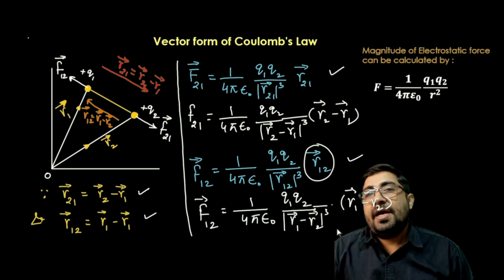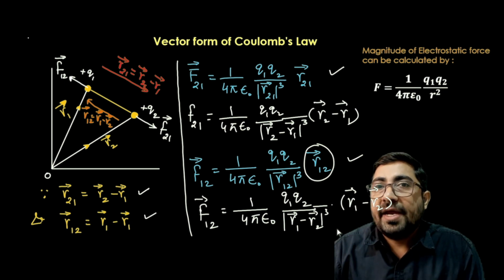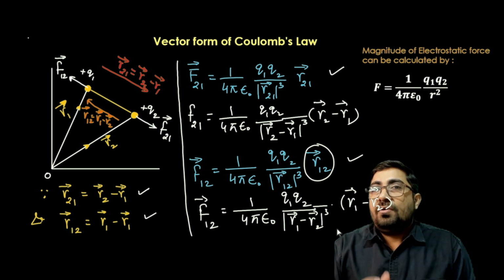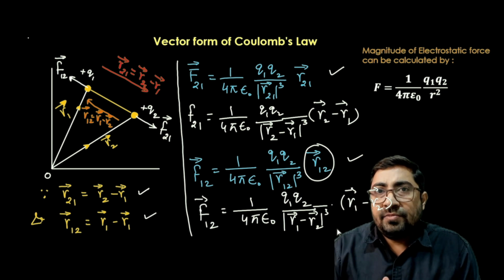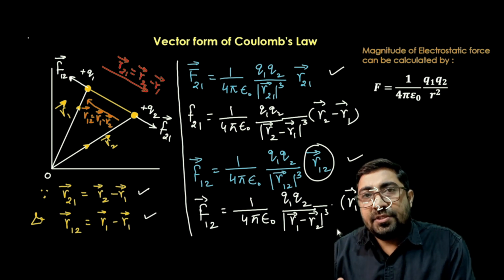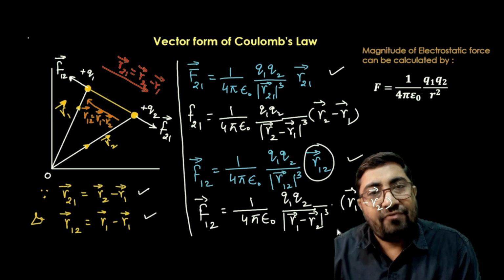So this is another method to write Coulomb's law in vector format in terms of position vectors.